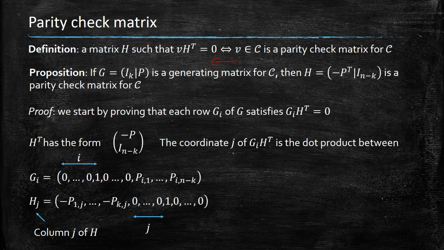where we have a 1 in the jth coefficient, and so that dot product exactly equals minus P_ij, which is basically the only term that survives here, the dot product on the first coordinates, and then plus P_ij, which is the only term that survives the dot product with the vector of the canonical base in the second half of the coordinates.